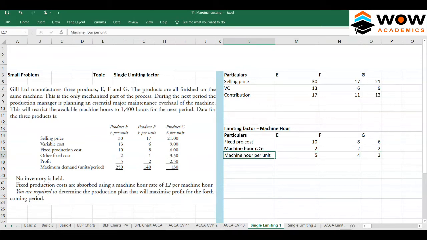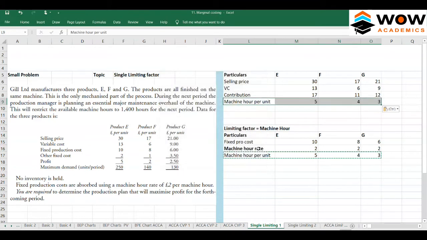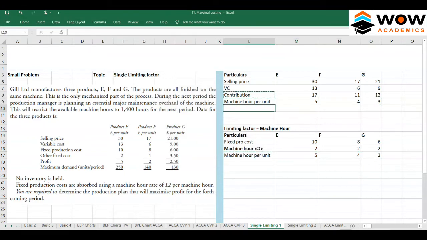The machine hour per unit is a very important number because that is the limiting factor. Now you have the machine hours, so you have to find the contribution per machine hour. How will you find that? This is the $17 contribution from the product, but the product takes 5 hours. So per hour, you get 3.4 from producing this product. This product you get 2.75 per hour, and this one you get 4.